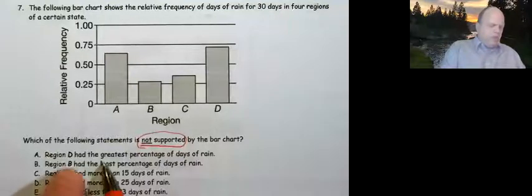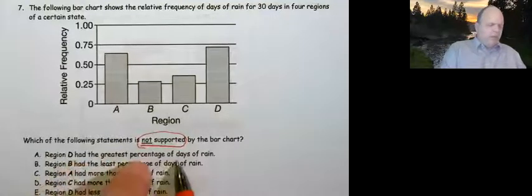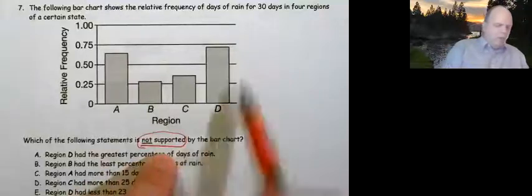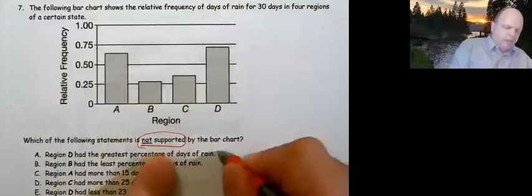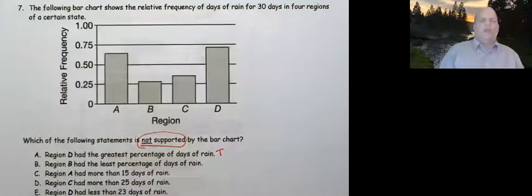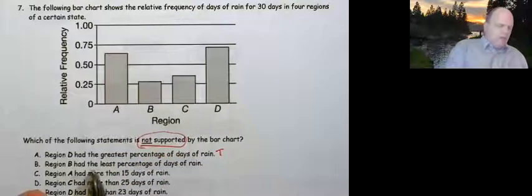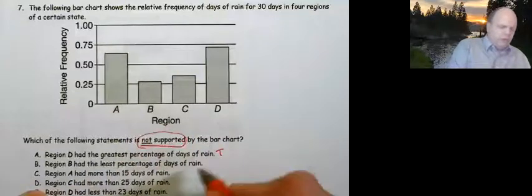But region D had the greatest percentage of days of rain. When I look at region D, that looks like a true statement. It looks like they had the greatest percentage. Region B had the least percentage. Well, that's also true.